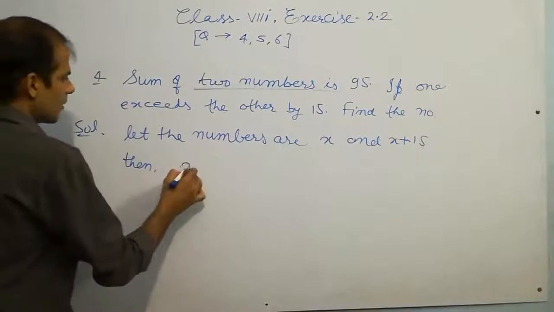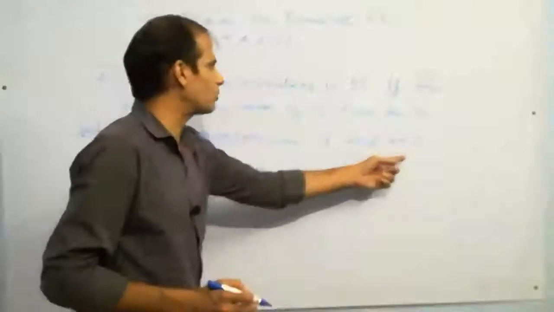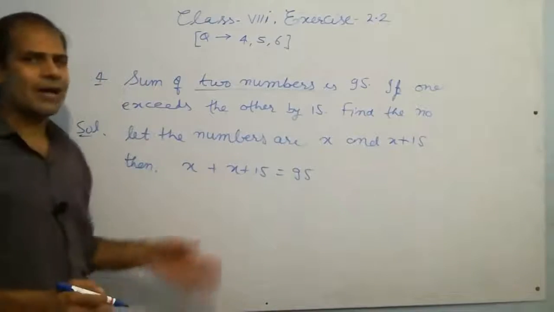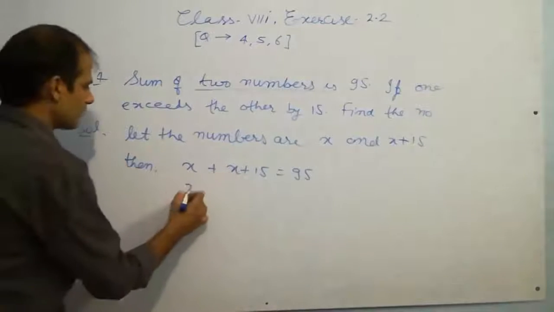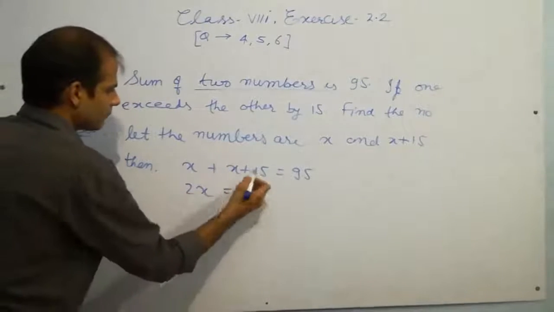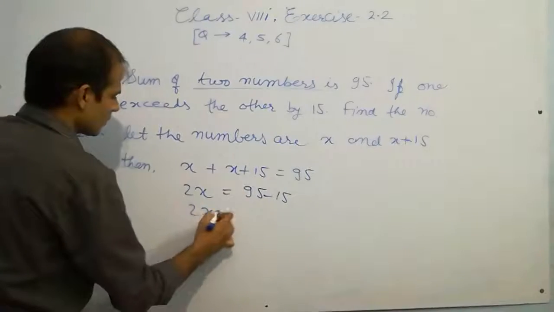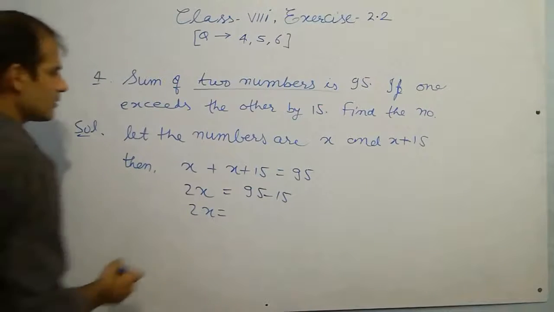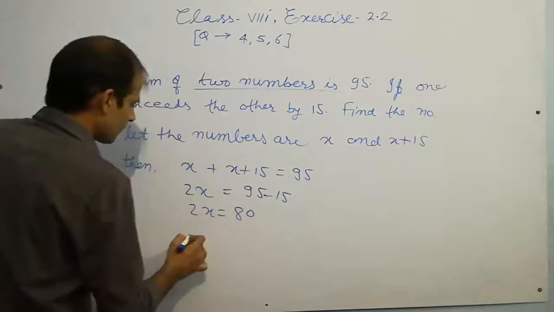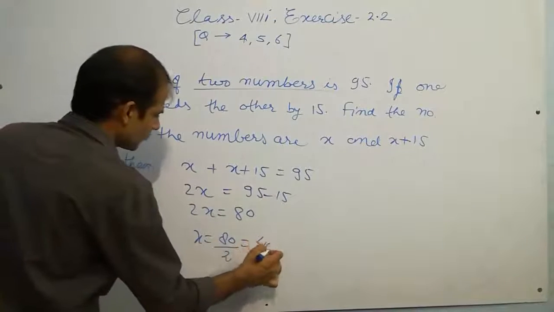Then x plus x plus 15 equals 95 because sum of both these is 95. Now I hope it is easier and you can solve. So x plus x becomes 2x and 15 can be transposed to right hand side. Now what is on right hand side? 95 minus 15. So it is 80 and x will be 80 upon 2, that is 40.